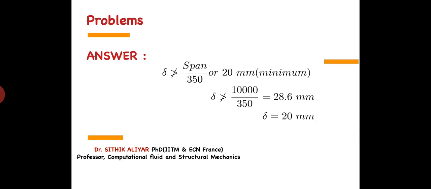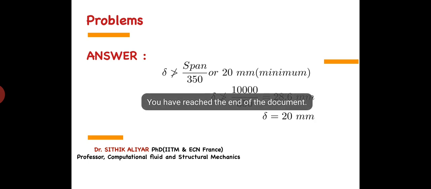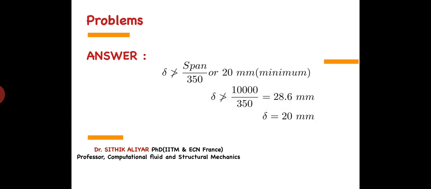Okay, so what is the span? They have given 10 meter, so 10,000 divided by 350 is 28.6 mm, but we know span by 350 or 20 mm, whichever is minimum, so we will take 20 mm as the maximum deflection allowed for that particular beam. Okay, so yes, we have reached the end of the document.